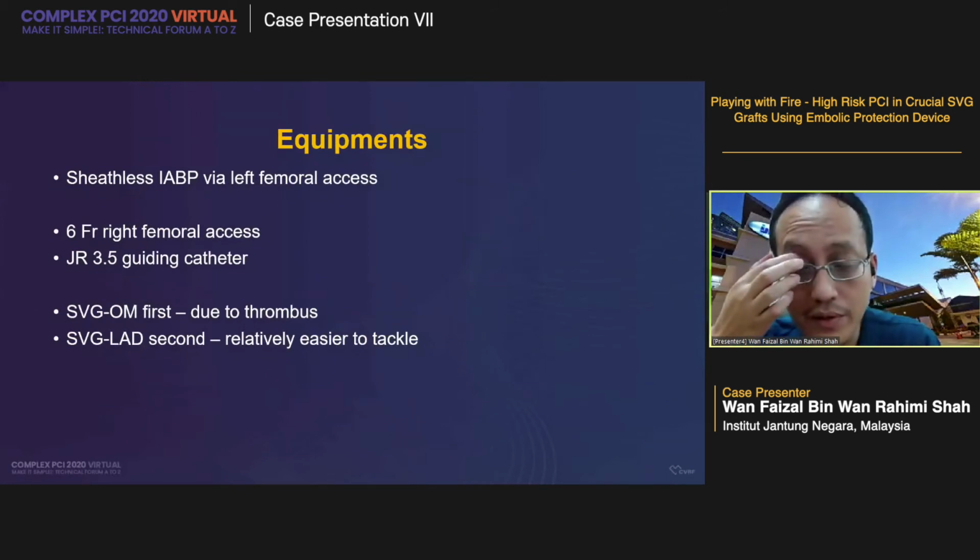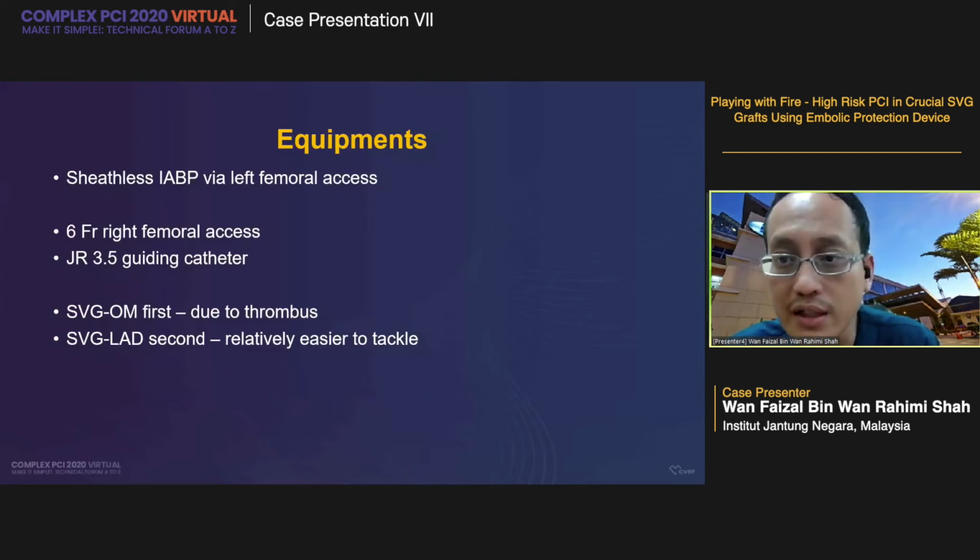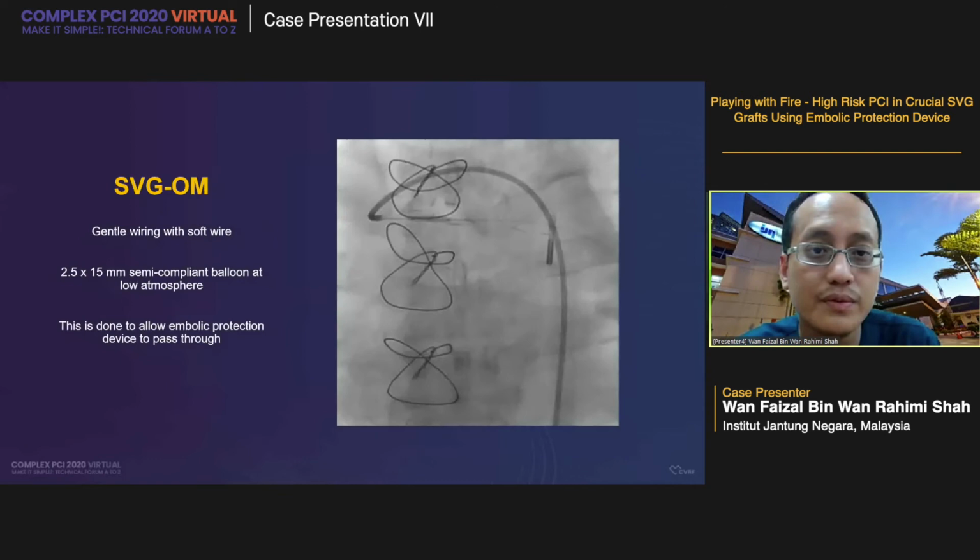The equipment specific for this case is the IABP via the left femoral access. We use a 6 French right femoral access with a JR 3.5 guiding catheter. We know that we have to deal with the very badly diseased venous graft to the OM, but this seems to be the more crucial part because of the underlying thrombus inside the graft. The second seems to be relatively easier, so we plan to tackle it second.